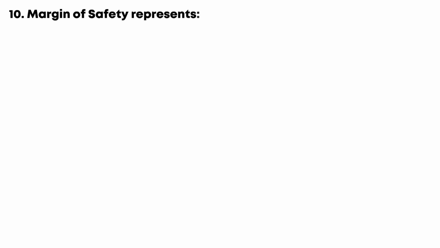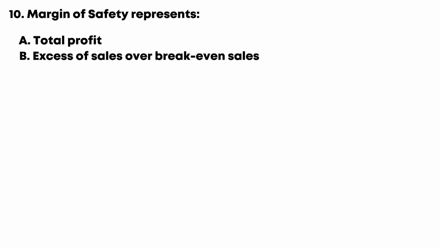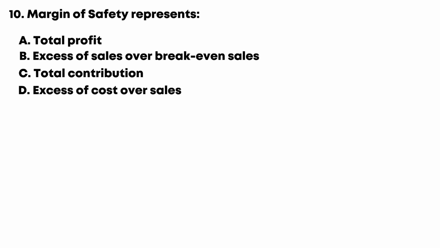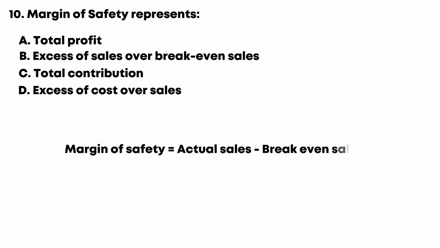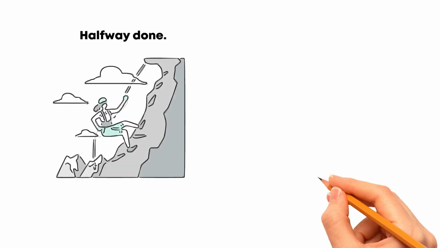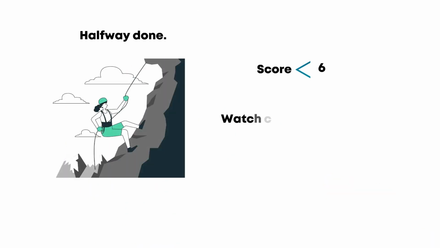10. Margin of safety represents A. total profit. B. Excess of sales over break-even sales. C. Total contribution. D. Excess of cost over sales. Margin of safety equals actual sales minus break-even sales. So the correct option is B, excess of sales over break-even sales. Halfway done. If your score is below 6, watch carefully, numericals are coming.